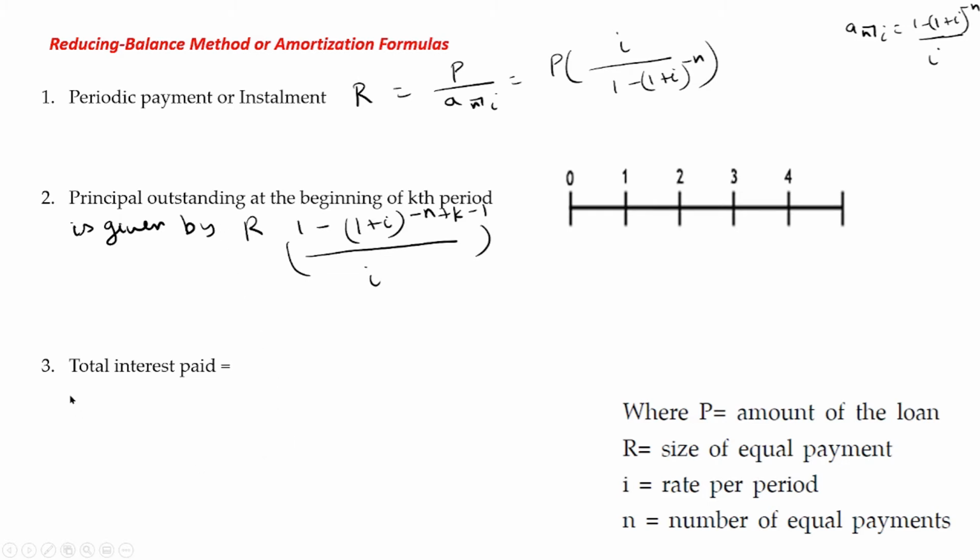Then the next formula is finding the total interest paid. Now if R is the size of each equal installment, then this R will consist of both the interest and the principal. So the total interest paid will be n into R minus the principal amount. So n into R minus the principal amount will give the total interest paid.